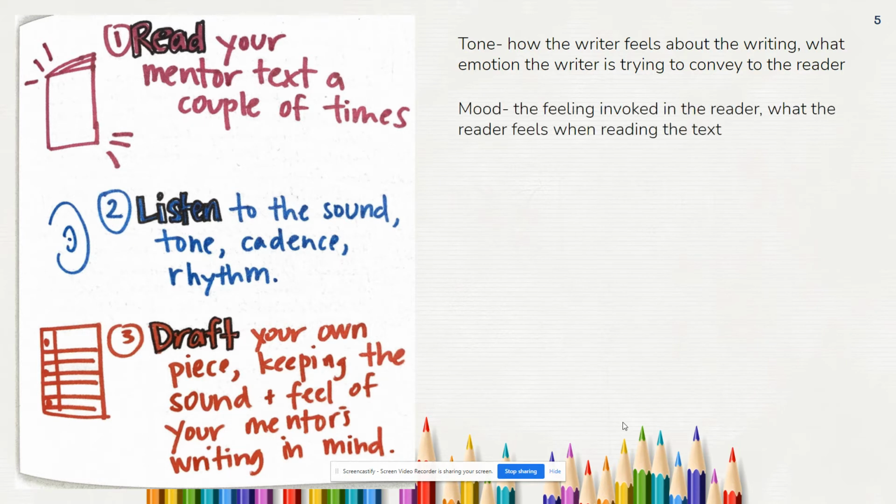The mood is the feeling invoked in the reader. How will your writing make the reader feel whenever they read your text? And your rhythm refers to how your writing flows. An example, longer sentences expressed correctly can make your writing sound smoother, as opposed to short sentences. Shorter sentences can make your writing sound choppier. You'll want to keep these all in mind as you draft any piece of writing.